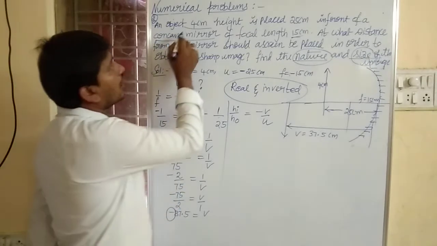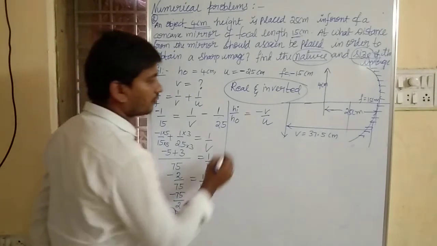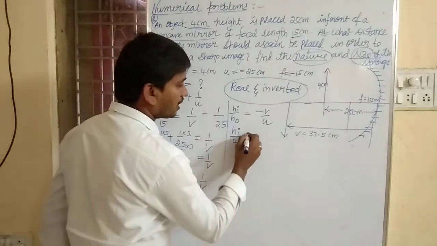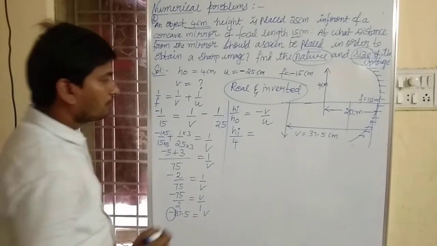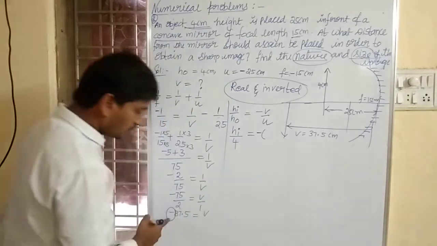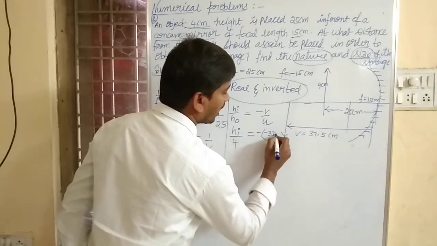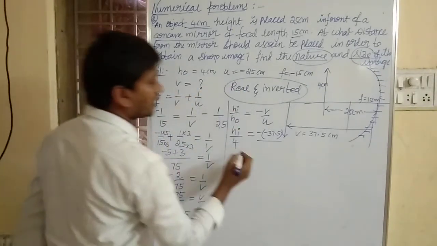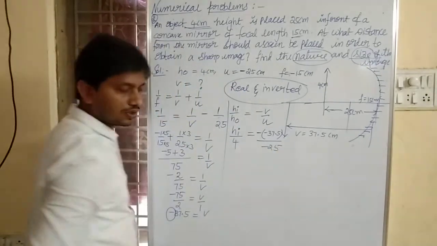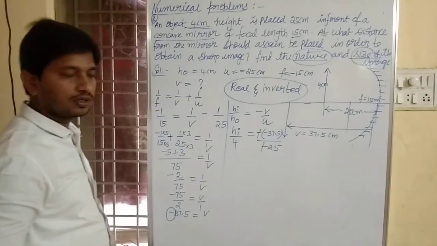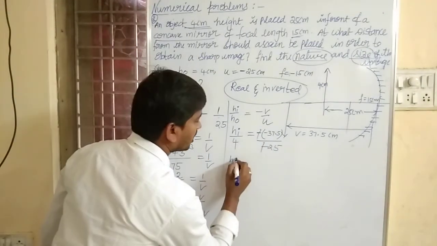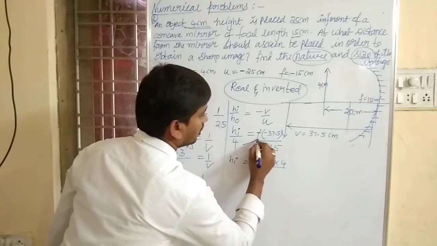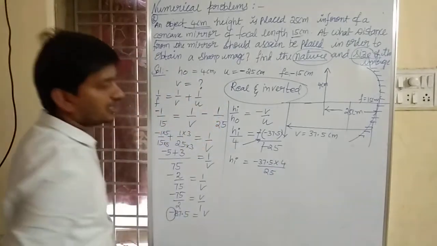As given, the object is 4 cm height. So we don't know the height of the image. hi, and height of the object is 4 cm, equal to minus, we got the v value minus 37.5 by, what is the value of u? u is given minus 25. So minus minus gets cancelled. Cross multiplication. hi equal to minus 37.5 into 4 by 25.